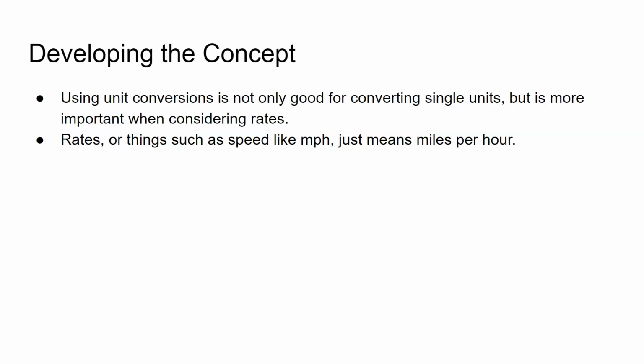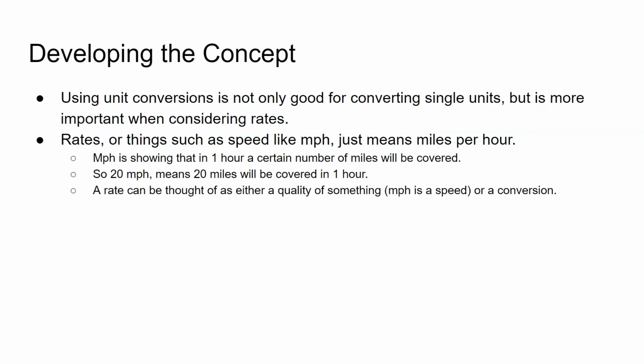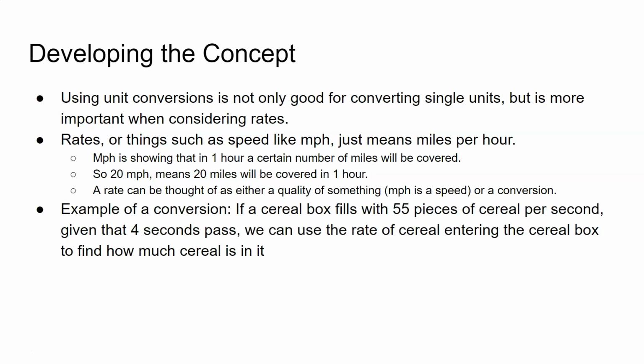A rate is also similar to a unit multiplier, as in it's given to you and it's held true. So 50 miles per hour would mean you're going 50 miles in 1 hour. Because miles per hour is showing that in 1 hour, a certain number of miles will be covered. So 20 miles per hour means 20 miles will be covered in 1 hour. The third point is that a rate can be thought of either as a quality of something or a conversion. So let's make an example.